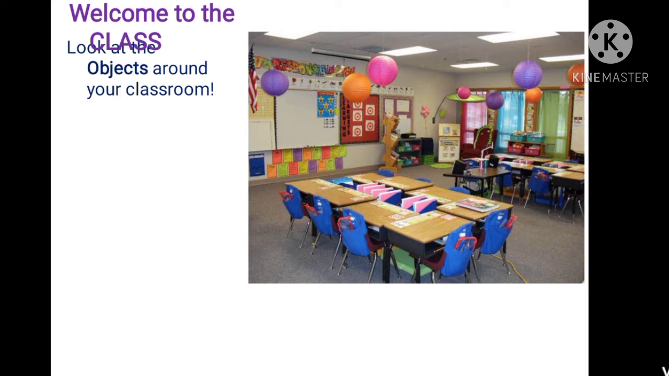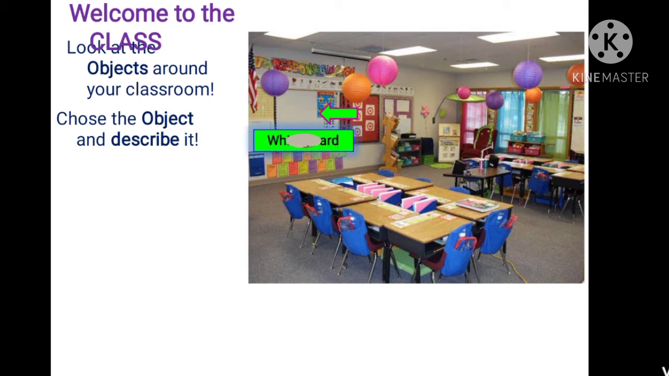Oh, a lot of objects there. Choose an object and describe it. Let's start with this. What is this? A thing for writing for teacher or student? Yes, it is the whiteboard. Can you describe what a whiteboard is? Is it small or big? Yes, it's quite big. What is the color? Yes, it is white. And what else? Yes, this is strong and white.